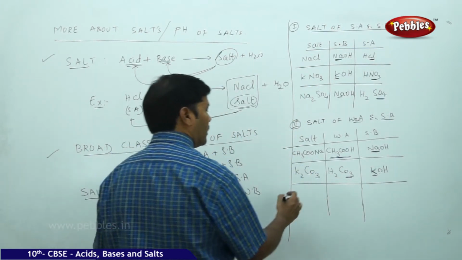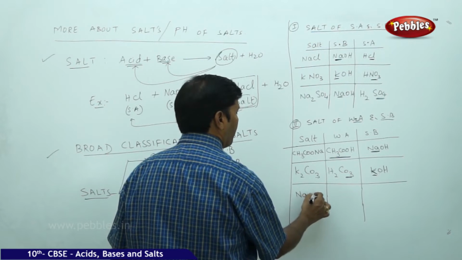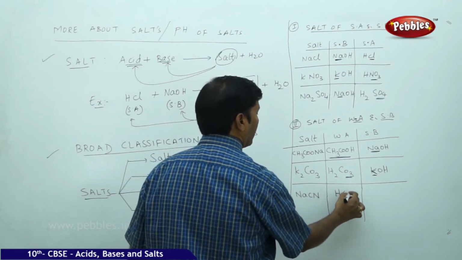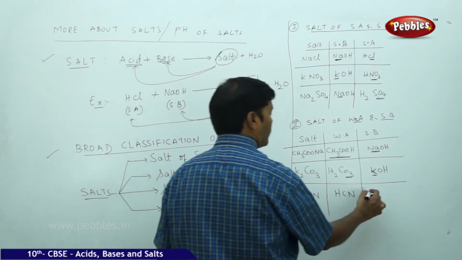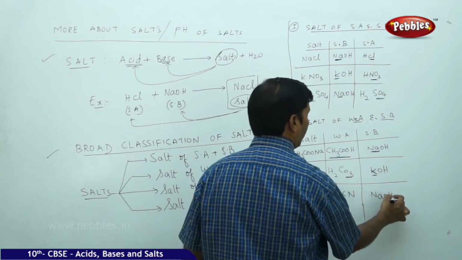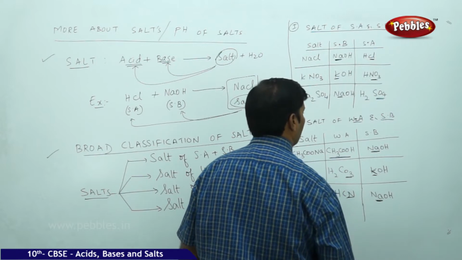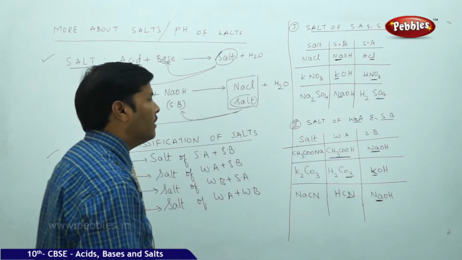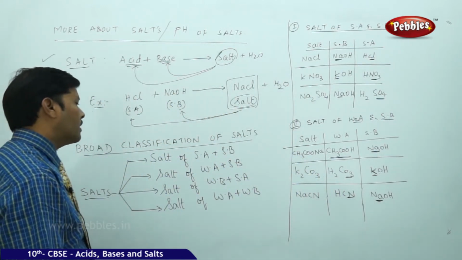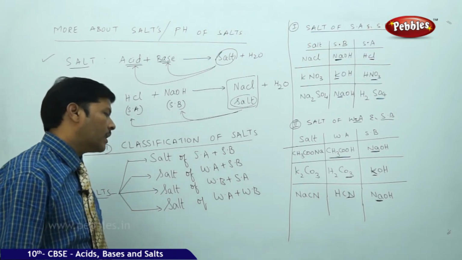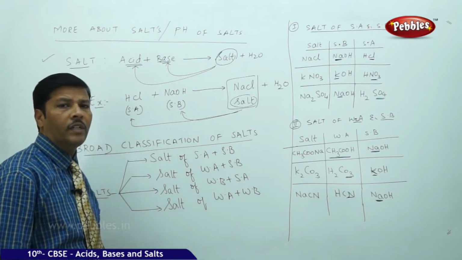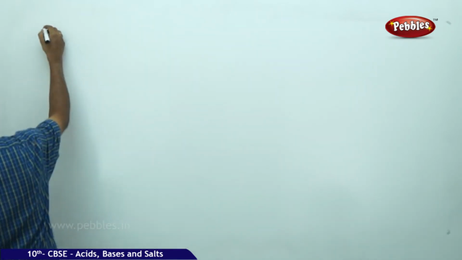That is, we can take sodium cyanide. HCN, hydrogen cyanide, is a weak acid, and sodium hydroxide is a strong base. So that means this is the second category. We can go for the third category, that is weak base and strong acid, and the fourth category, that is weak acid and weak base.